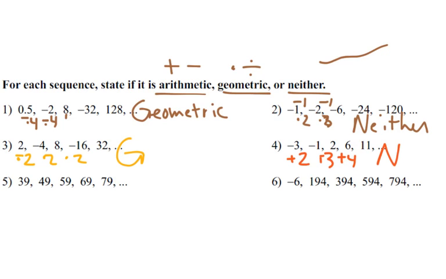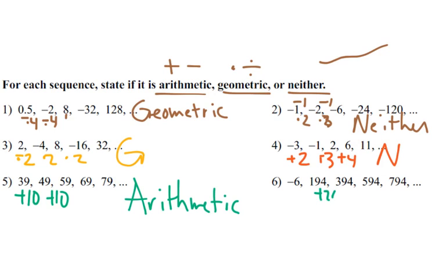On number 5, 39 to 49 to 59 to 69. Should be pretty apparent that we're adding 10 each time. Arithmetic. And the last one, -6 to 194, 194 to 394, 394 to 594. It's easier to tell that we're adding 200 on the rest of these, but is -6 plus 200 194? Yes, it is. So, arithmetic.